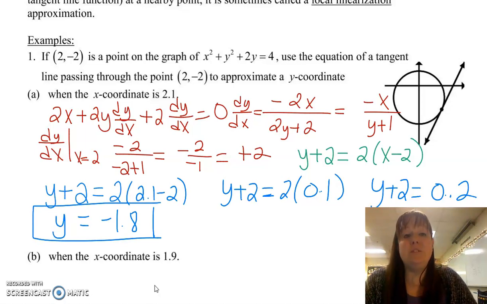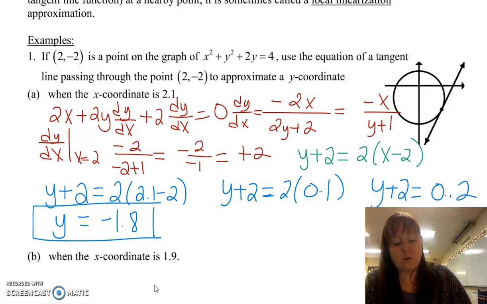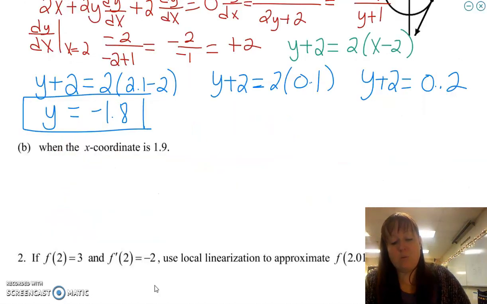Isn't that a ton easier than trying to evaluate the actual function at that point? Because again, we'd have to plug in 2.1, square it, and then somehow solve for y, which is going to be really difficult because y is not by itself. Okay, so now we're going to approximate one point when y equals 1.9.